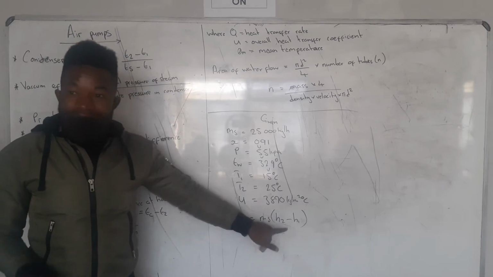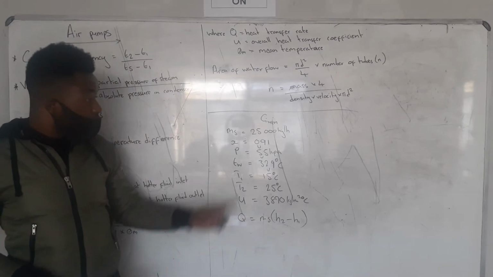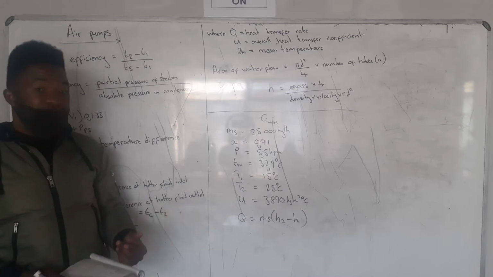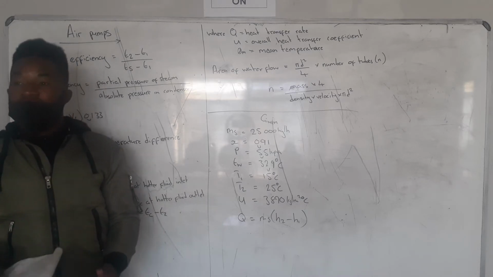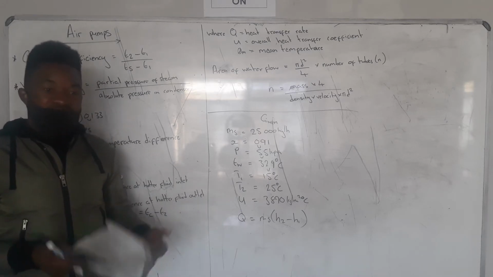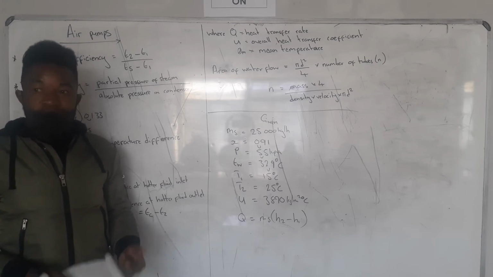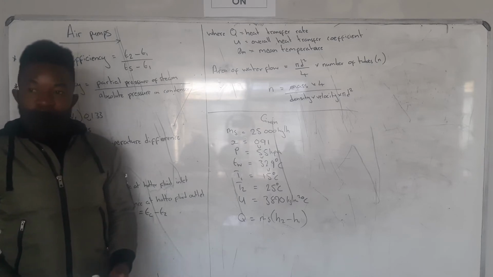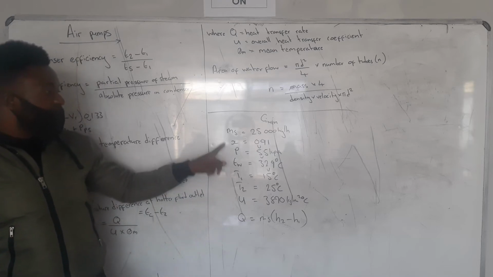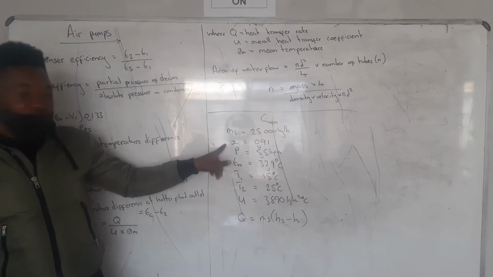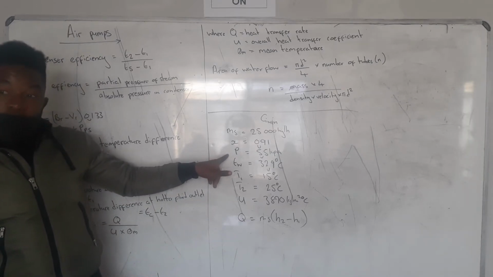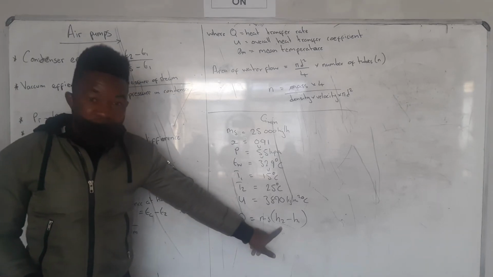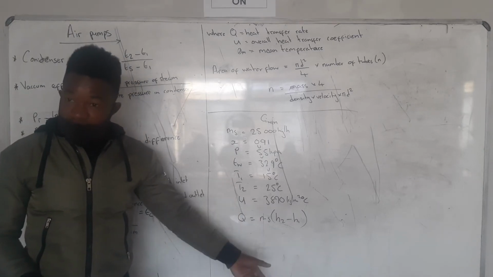Now my H2, I don't know which enthalpy it is, and I have to check with the given information. I remember I said, whenever they give you a pressure and the dryness fraction, you know it's the enthalpy of a wet steam. When they give you a pressure and a temperature, you know it's superheated. But in this case, I'm given the dryness fraction and the pressure. So I know my enthalpy is going to be the enthalpy of a wet steam.